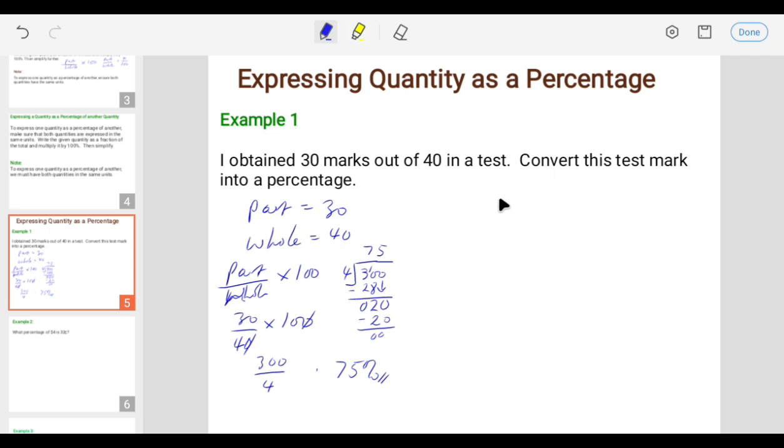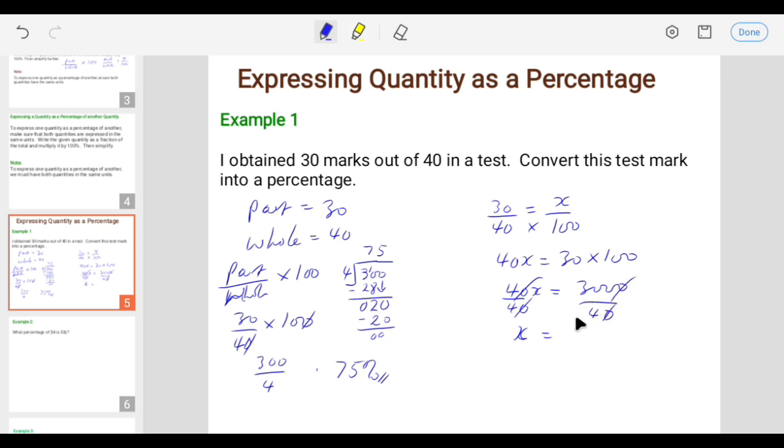Now, you can use the other method, the proportional method, that is, you express the part and the whole like this, equal to the unknown value you are looking for, divided by 100. So we can cross multiply here, so that we have 40x equals 30 times 100. So here we can say 40x equals 3000. Divide both sides by 40. 40 cancels out 40. So you have x equals, you can reduce this, 300 divided by 4. And this is going to give us 75%.